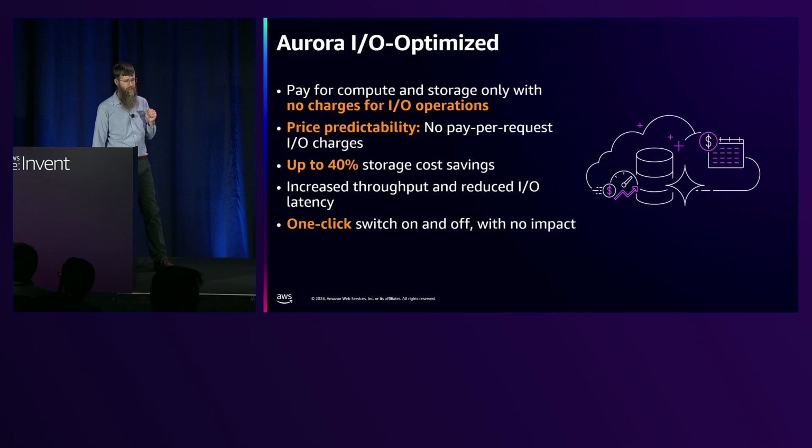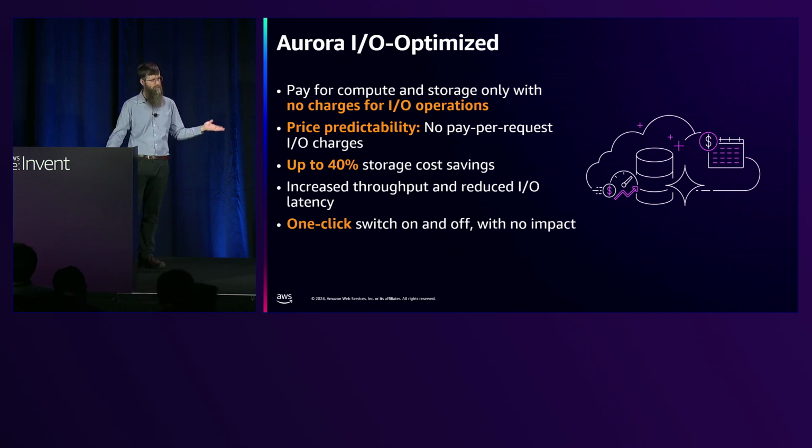You can switch your cluster to IO optimized just with a single click. You can flick it on and off. It doesn't take any downtime. You can turn it on whenever you want. You can turn it off once a month. If you give it a try and it doesn't work out for you for any reason, turn it back off again. It's up to you, okay? No downtime, no failovers, none of that.